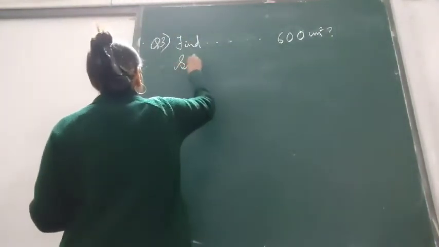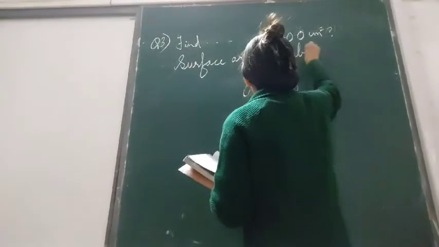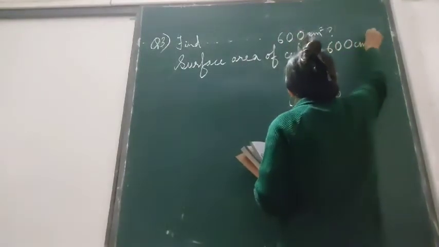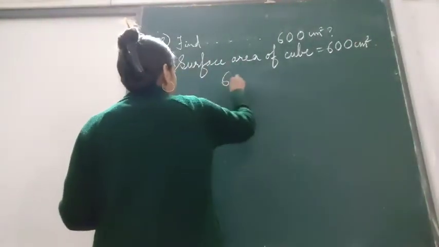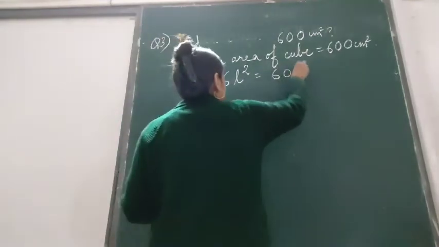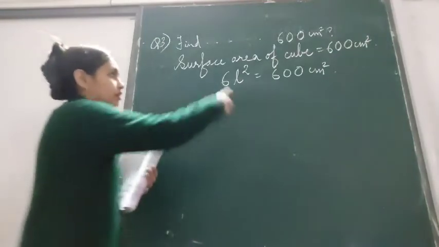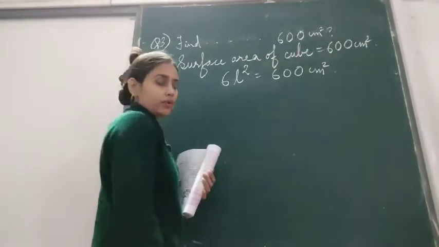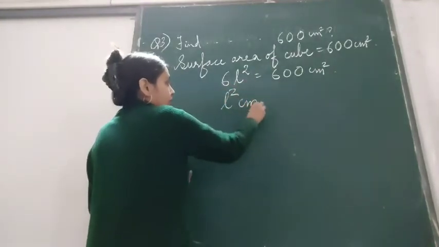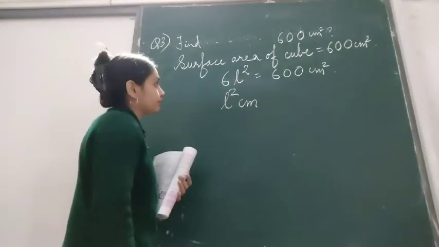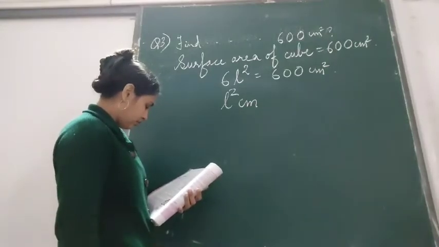Surface area of cube, 600 centimeters square. That is 6L square is equal to 600 centimeters square. Correct? Yes. The surface area is given by 6L square. Now we shift this 6 here. So L square, and this will also be in centimeter. Each side will be centimeter. What are we finding? Find the side. Correct.